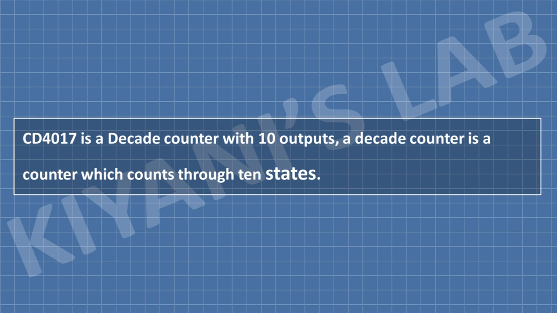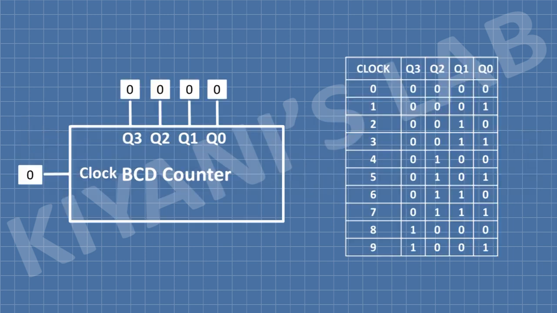As we know, CD4017 is a decade counter with 10 outputs. A decade counter is a counter which counts through 10 states. So this is a BCD counter. Whenever it receives a clock pulse, its output is incremented by 1. It is a 4-bit counter, but it can count from 0 to 9.